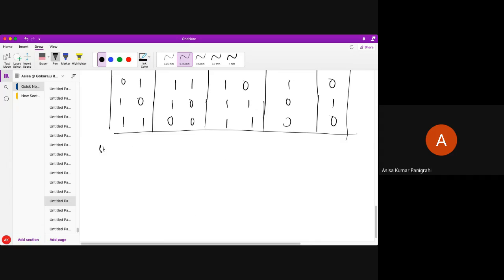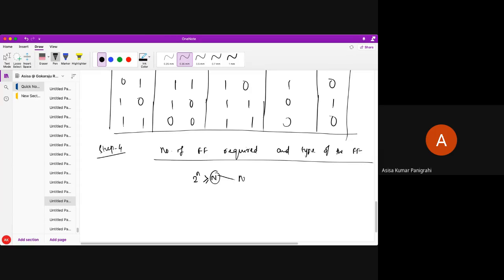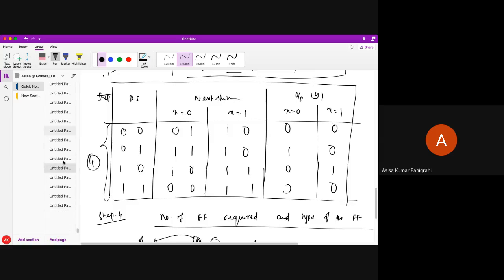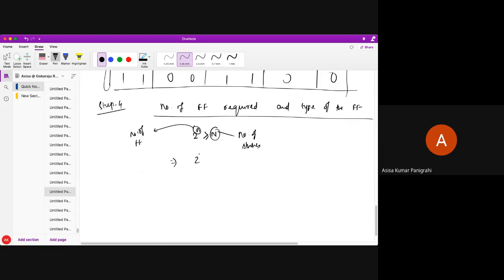Okay, next step number 4. What is step number 4? You have to find out the number of flip-flops required and the type of the flip-flop. You know the formula 2 to the n is greater than or equal to the number of states, where n is the number of flip-flops. After reduction I have 4 states, so 2 to the power n is greater than or equal to 4. So the number of flip-flops required to design this particular sequential circuit is 2.